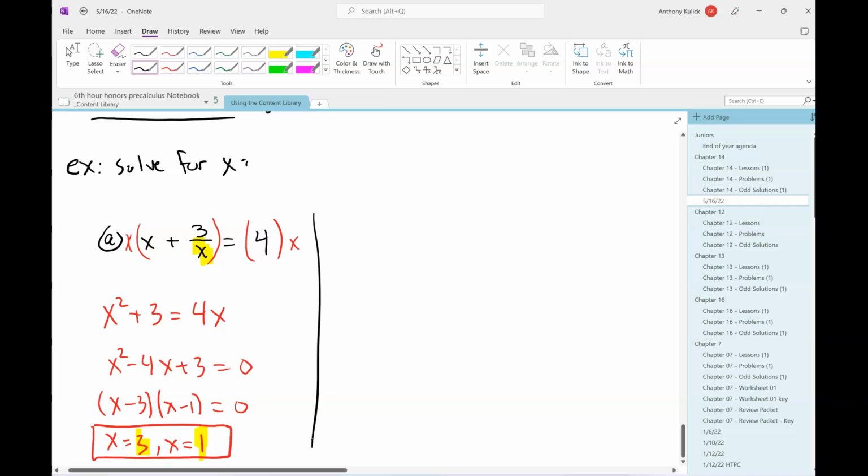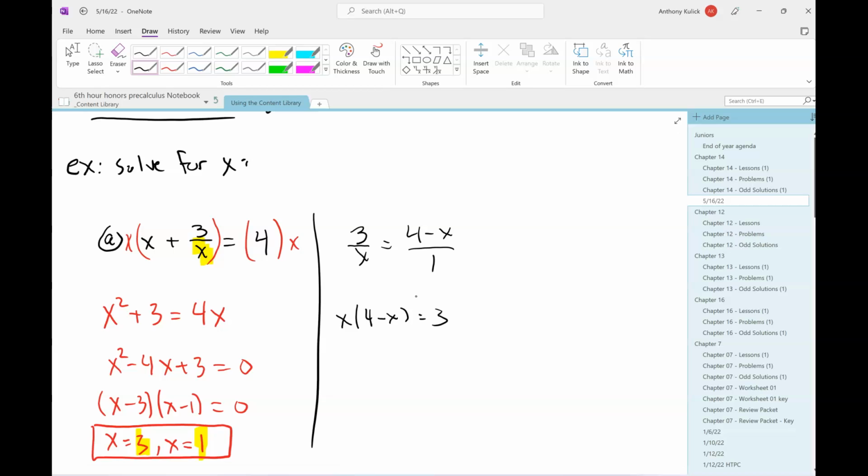Okay, what else could you have done here? Well, I could subtract x from both sides to set up a ratio of two fractions. When I have one fraction equal to another fraction, I can then cross multiply. And now I'm basically at the same spot I was before, right? That's a reasonable thing to do. What else could you do?